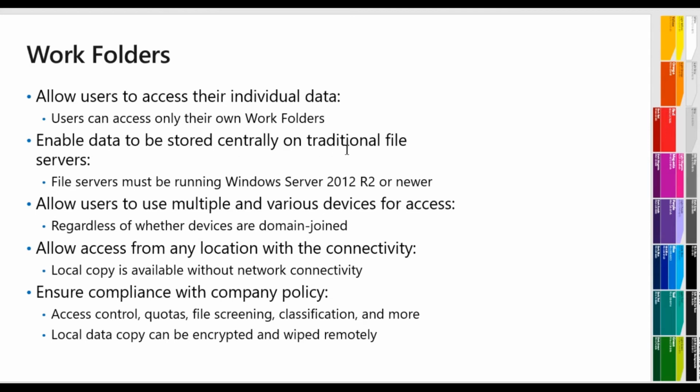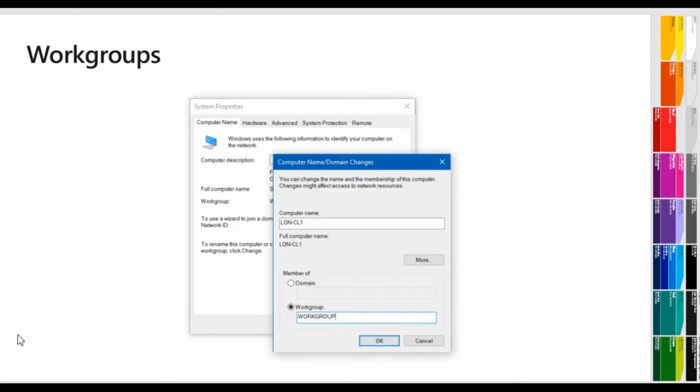Enable data to be stored centrally on traditional file servers. File servers must be running Windows Server 2012 R2 or newer. Allow users to use multiple and various devices for access, regardless of whether devices are domain joined. Allow access from any location with connectivity. A local copy is available without network connectivity. Ensure compliance with company policy, access control, quotas, file sharing, classification, and more. The local data copy can be encrypted and wiped remotely. These are the options we have with Work Folders.